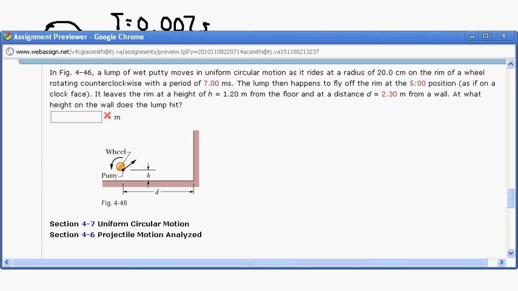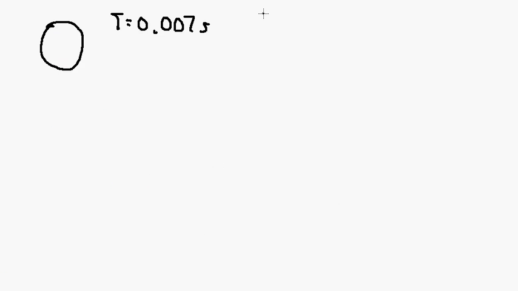The period here was 0.007 seconds. Is that right? And then the radius, I believe, now I'm already forgetting. Radius was 20, okay, so radius was 0.20 meters, and it happens to fly off at what they call the 5 o'clock position. So there it is.